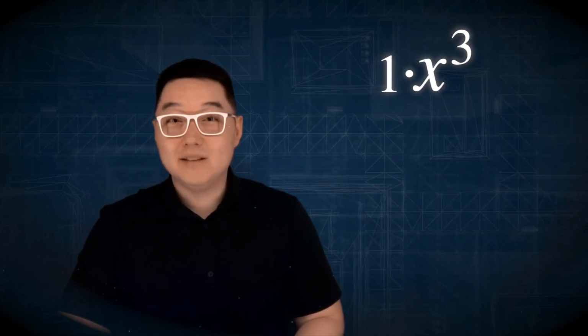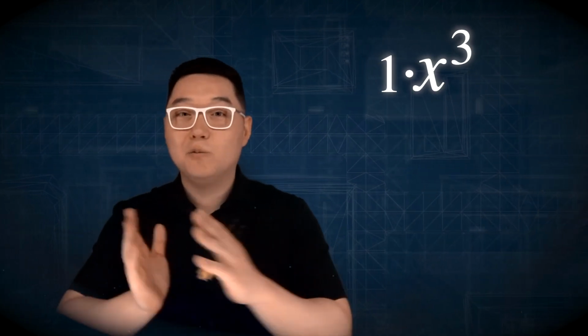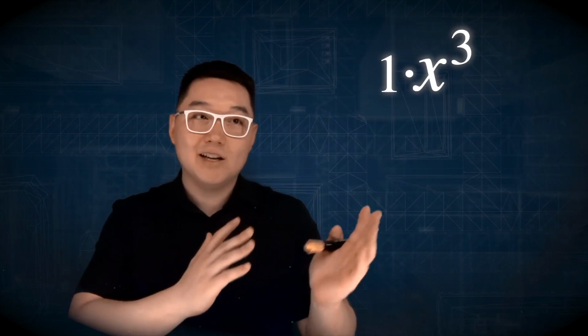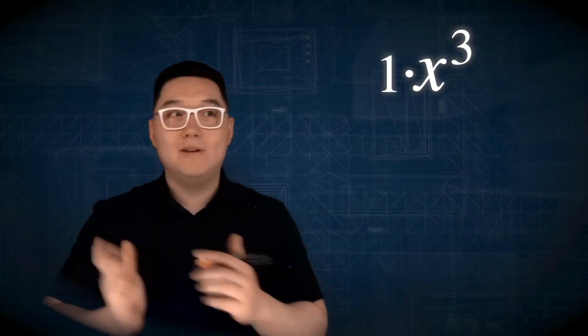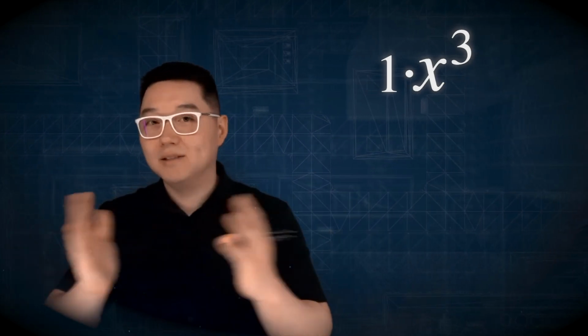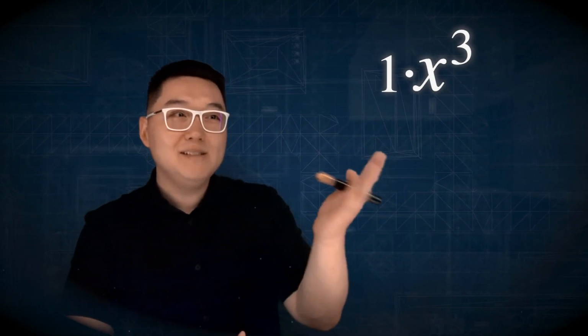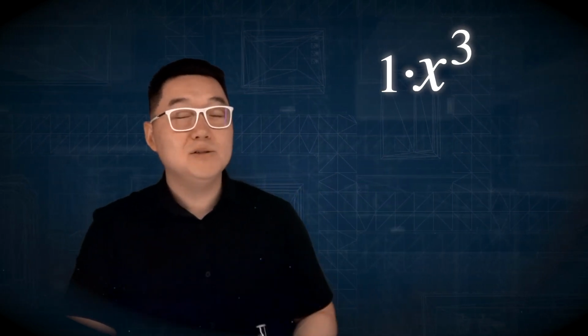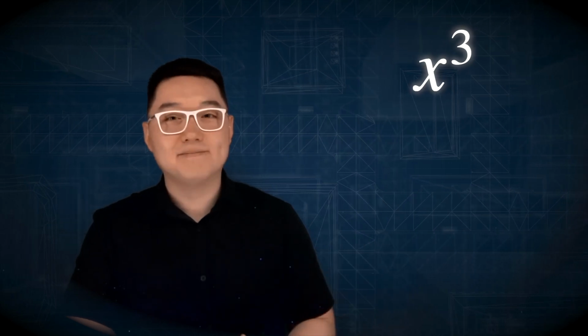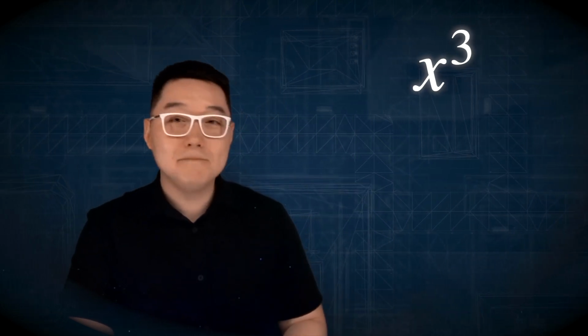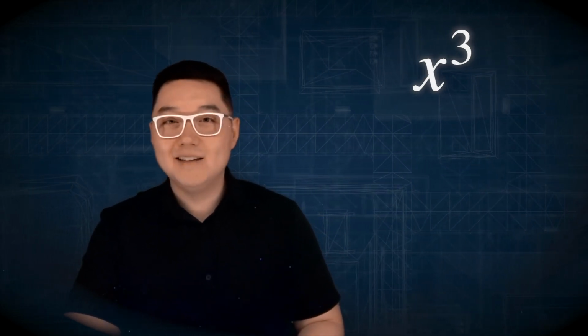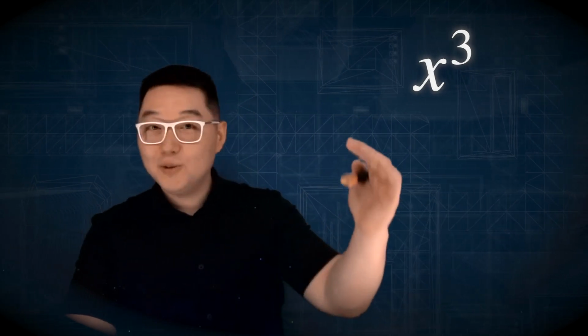We really don't need to include that 1 in the front, because 1 times anything is just that same anything, like 1 times 10 is just 10, or 1 times 100 is just 100. So we really don't need to write that 1. So we can just say x to the third. And there you go. So let's try another example where we divide two expressions containing exponents.